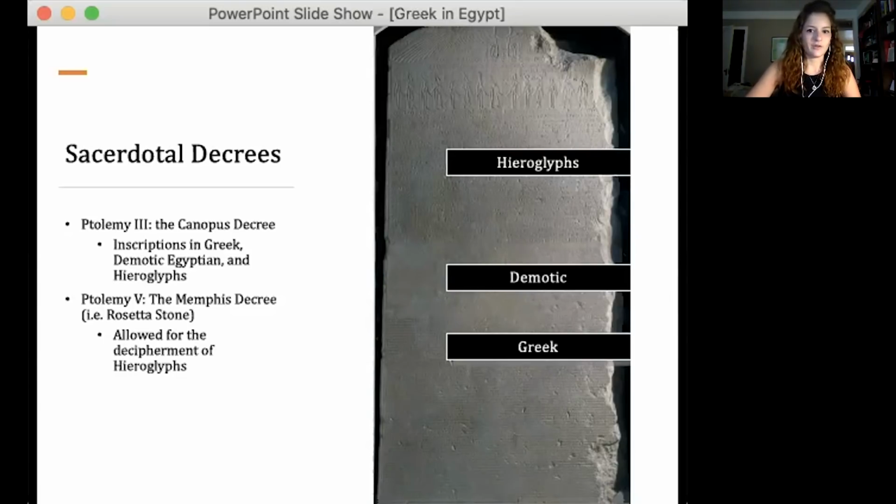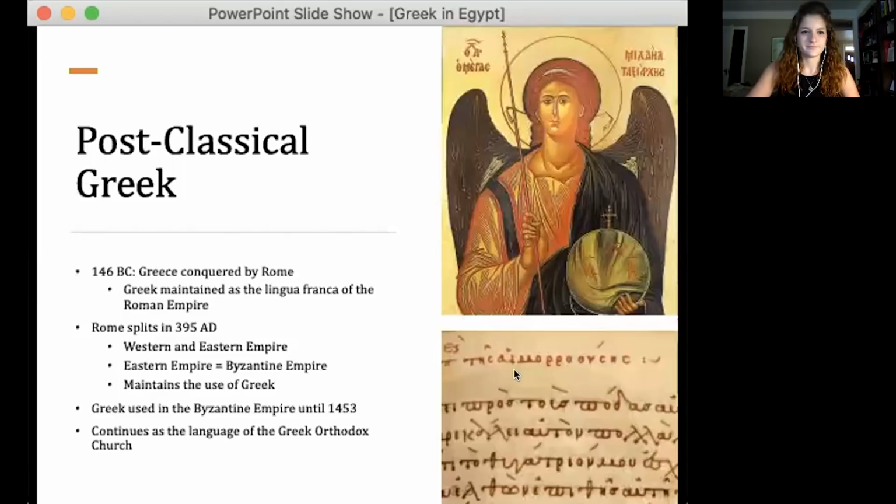To understand how Greek survived into 1822, we need to jump back into the history of the Greek language just for a little bit. The Roman Empire conquered the Greek provinces in 146 BC, but maintained the usage of Greek as a lingua franca throughout the empire. When Rome split into the Eastern and Western empires in 395 AD, the Byzantine Empire, aka the Eastern Empire, maintained Greek as a liturgical and official language.